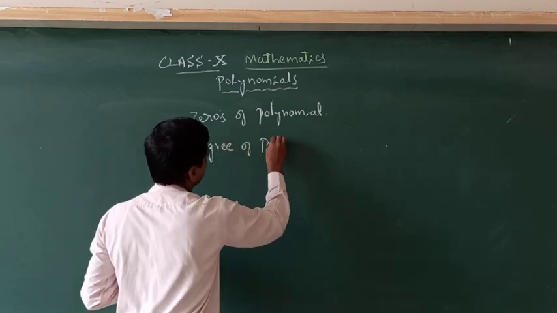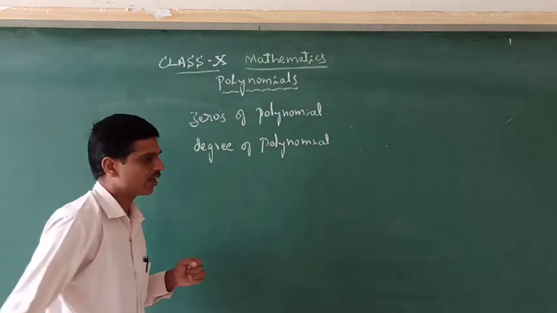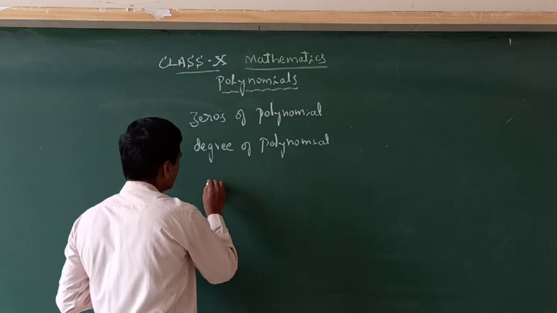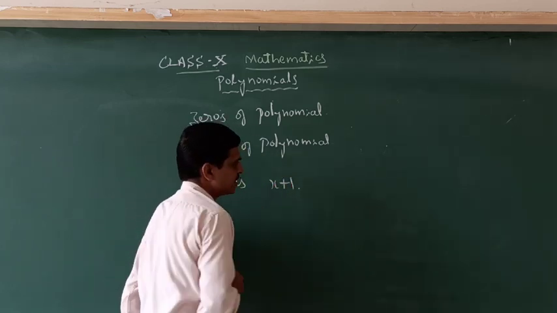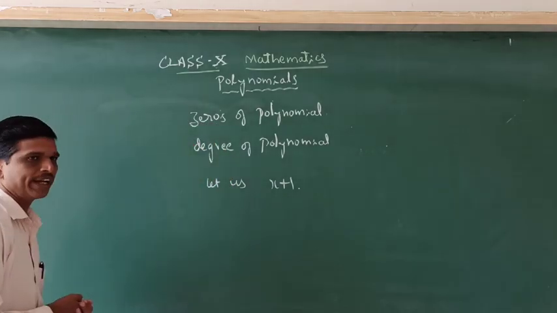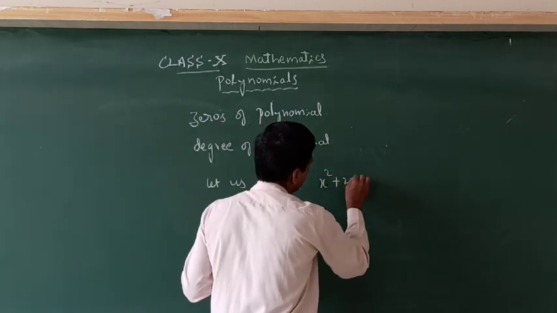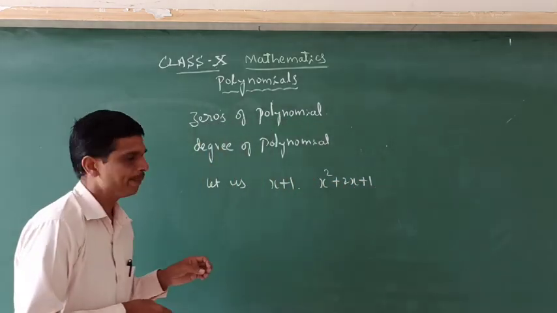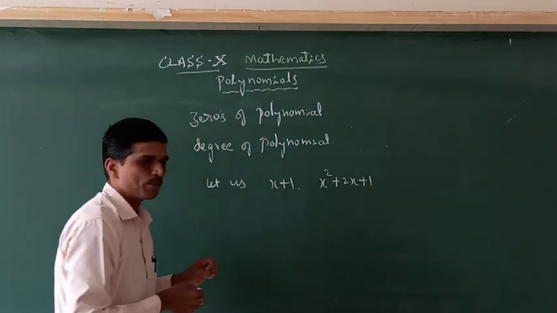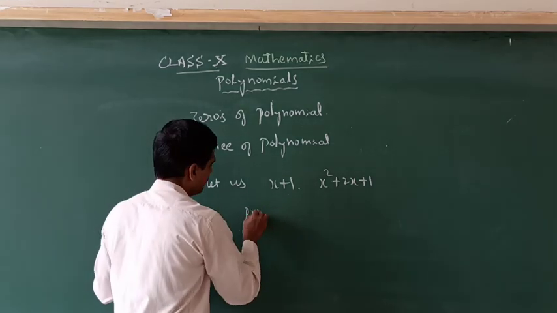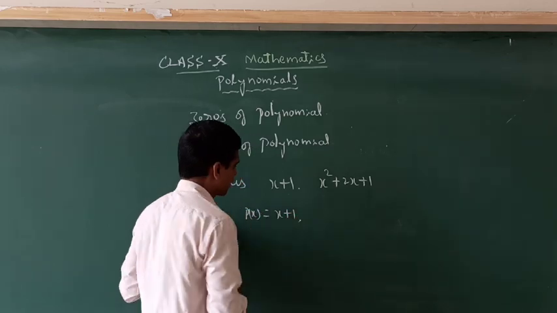Degree of a polynomial. What do you mean by degree of a polynomial? I will explain this along with examples. Let us consider x plus 1, and another one, x square plus 2x plus 1. Consider these two. Both are polynomials. Suppose p of x is a polynomial; you can express this one as x plus 1 like this also.